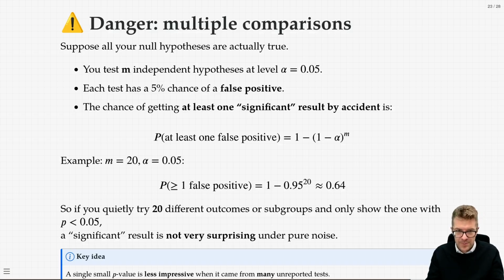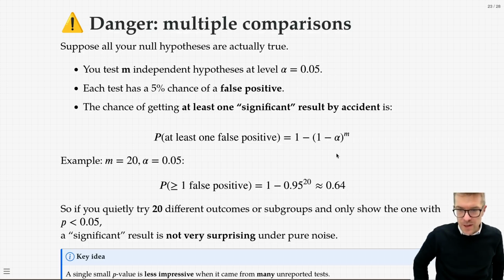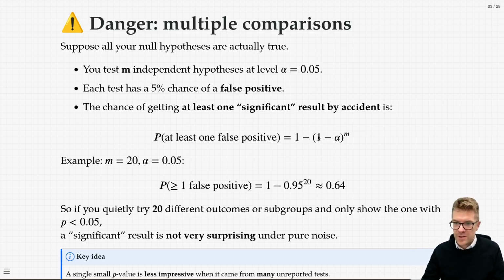So this chance of getting at least one significant result by accident is this interesting formula here, which again, is a bit of a side note, so I'm not going to test you on this really, but I think it's really interesting. It's 1 minus (1 minus alpha), and this last little bit in the parentheses is all raised to the power of m. If you're interested, we could sit down and talk about why this is the case.